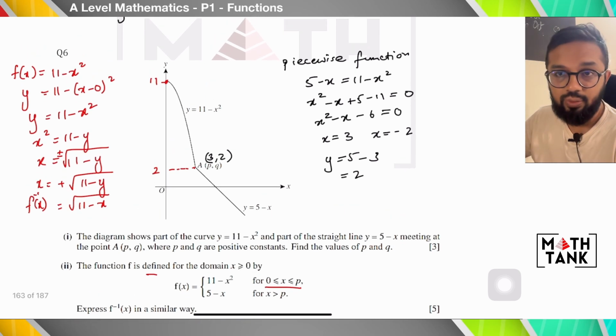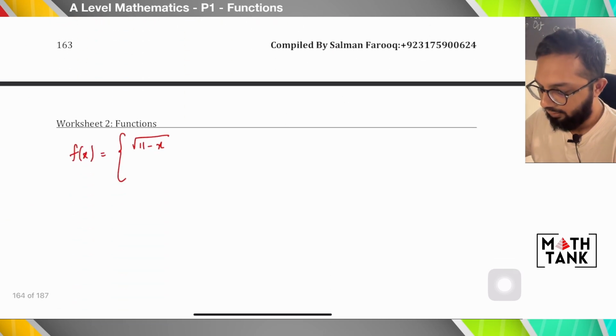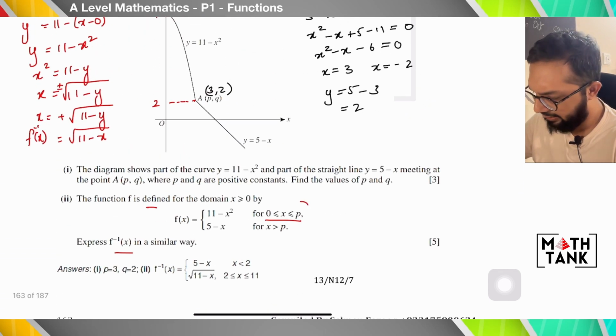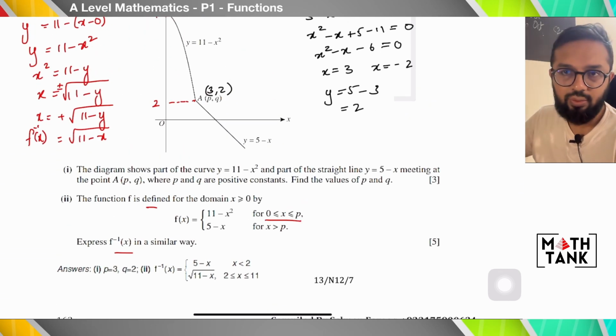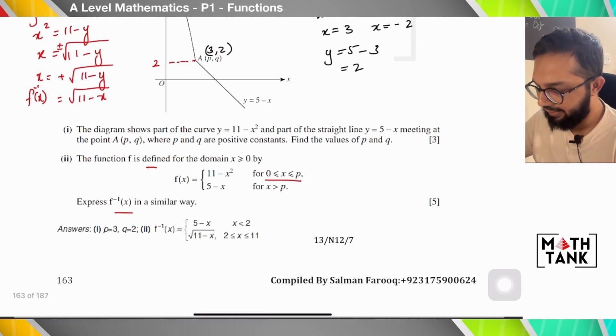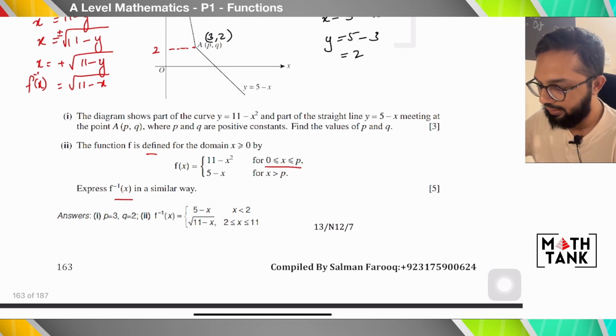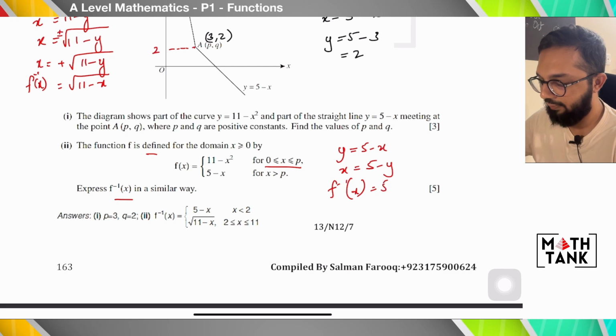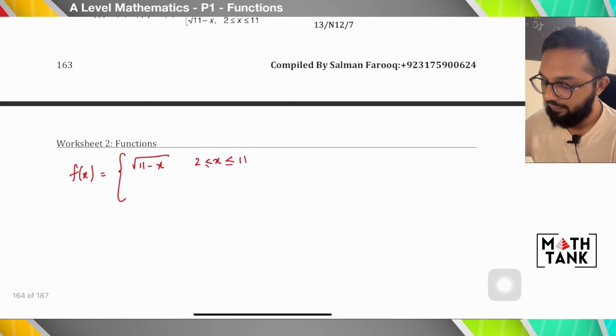Since the range of the original function was from 2 to 11, the domain of the inverse function will also be from 2 to 11. Let's see if 2 is included. Yes, it's included in both, so that should work. For the next part of the inverse, I'm going to take the other line and try to make x the subject. So f inverse of x is basically 5 minus x. Okay, so I'm going to write 5 minus x.